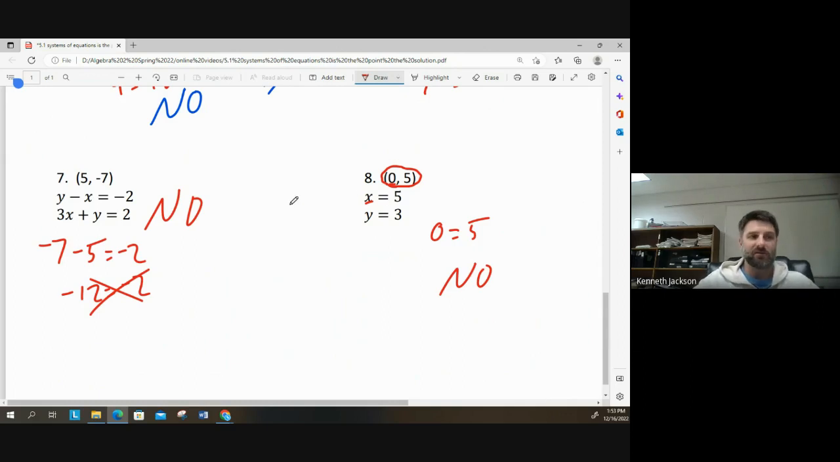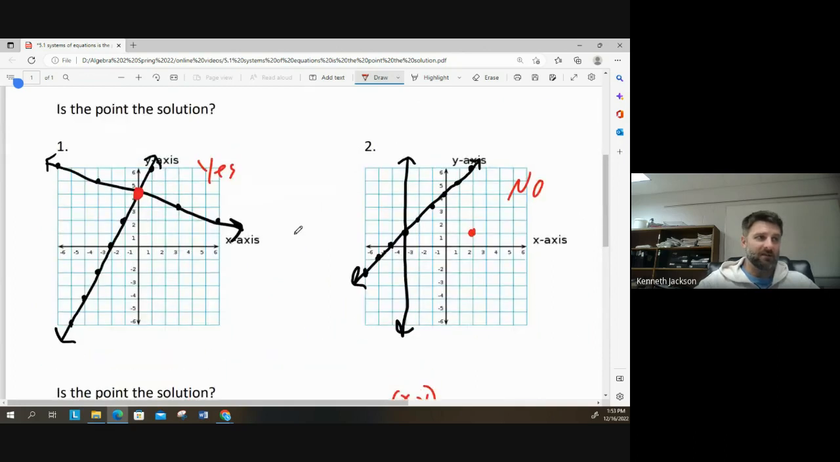So in order to see algebraically, it needs to make both equations true. If we're looking at a picture, well, we can just see this is the point where they cross. This is not the point where they cross.